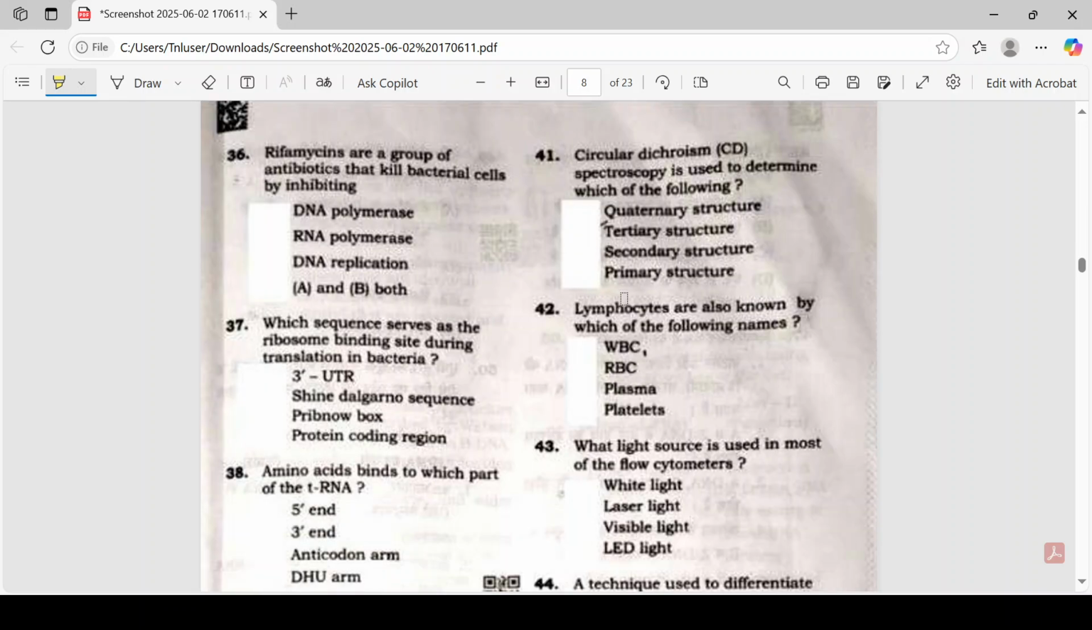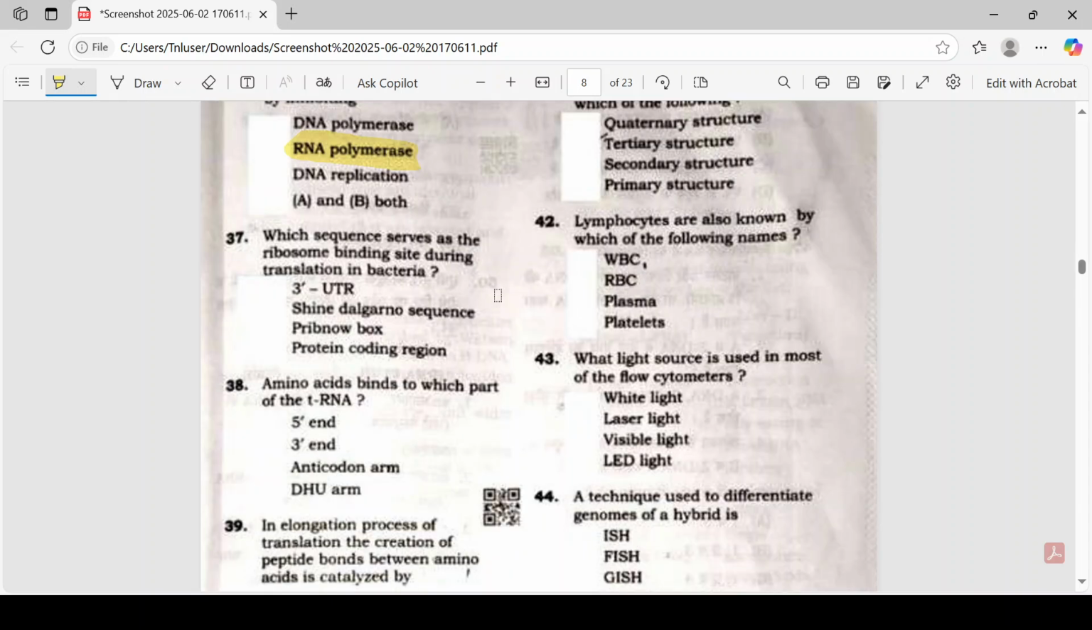Question number 36. Rifamycins are a group of antibiotics that kill bacterial cells by inhibiting. Okay, now what will be the correct answer in here? It will be RNA polymerase. Yeah, RNA polymerase will be the correct answer.